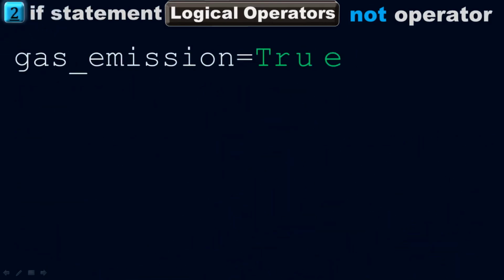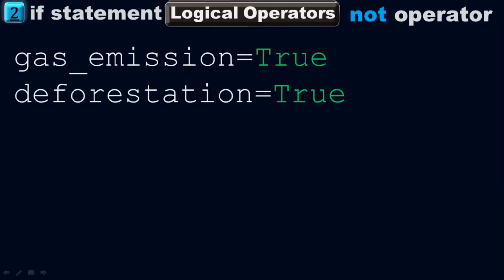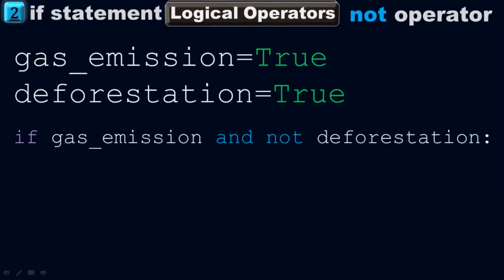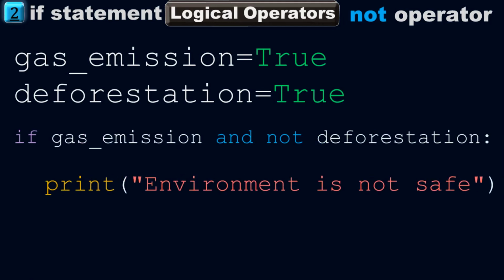Example number 2. Gas emission equals true. Deforestation equals true. If gas emission and not deforestation, then check the printf environment is not safe. When you run it, you will get no result in the final output. Why? What is the reason? Look, we took the same example here with the same variables, gas emission and deforestation, but this time we made deforestation equal to true. Last time we had deforestation equals false. Gas emission is true, deforestation is true. If gas emission and not deforestation, then you have to print environment is not safe.